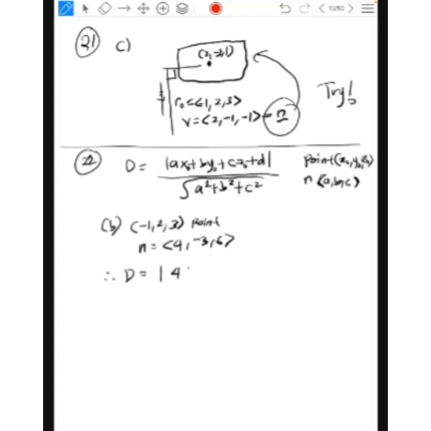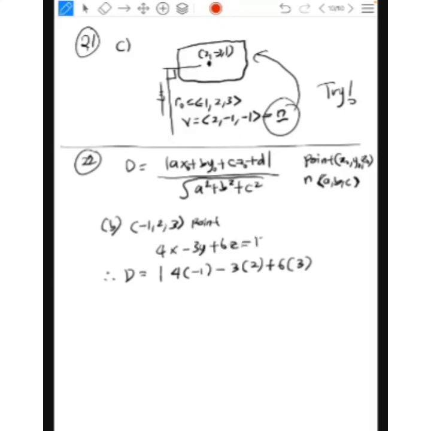4 times negative 1 minus 3 times 2 plus 6 times 3. Okay, then the D. Jadilah 2x plus 2y minus 2z. Betul. So dia salah salin. 4x tolak 3y tambah 6z sama dengan 12.